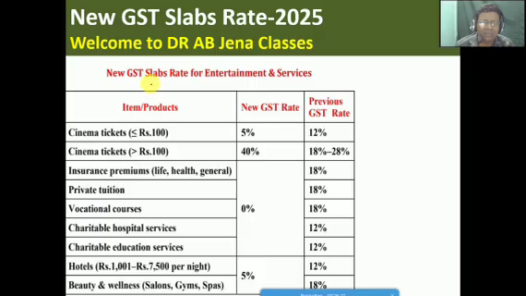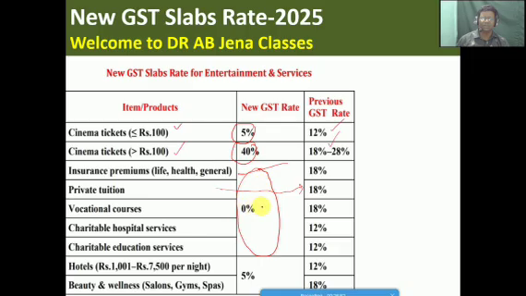So friends, here are the new GST slab rates for the entertainment services. Let's take an example, cinema ticket, equal or more than rupees 100. Now the new GST rate is 5%. Earlier, the previous GST rate was 12%. Similarly, for the cinema tickets more than 100 rupees, it is 40%, and earlier or previous GST rate was 18%, 28%.